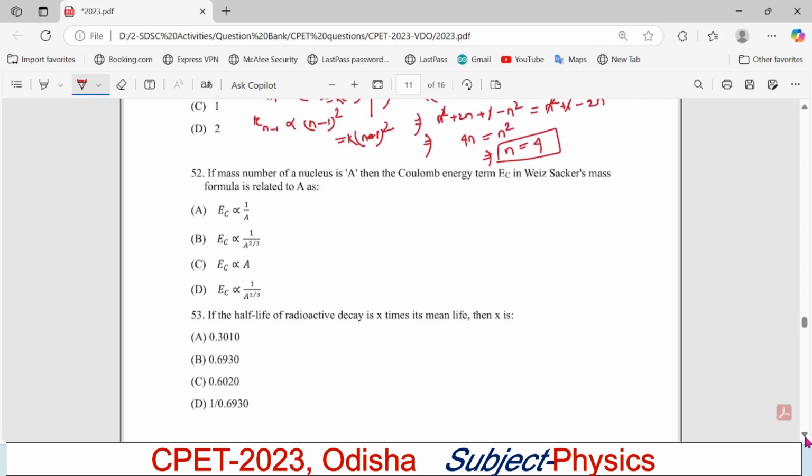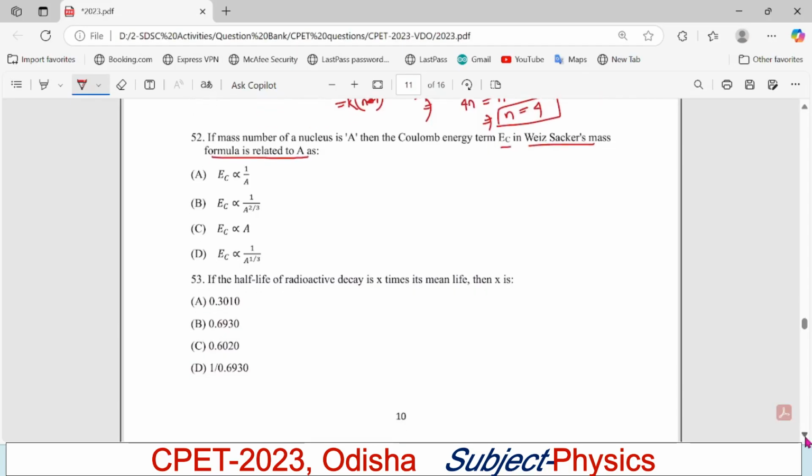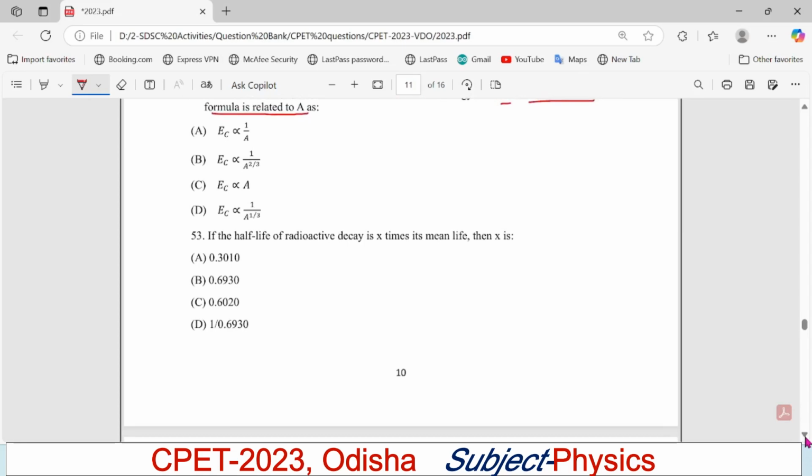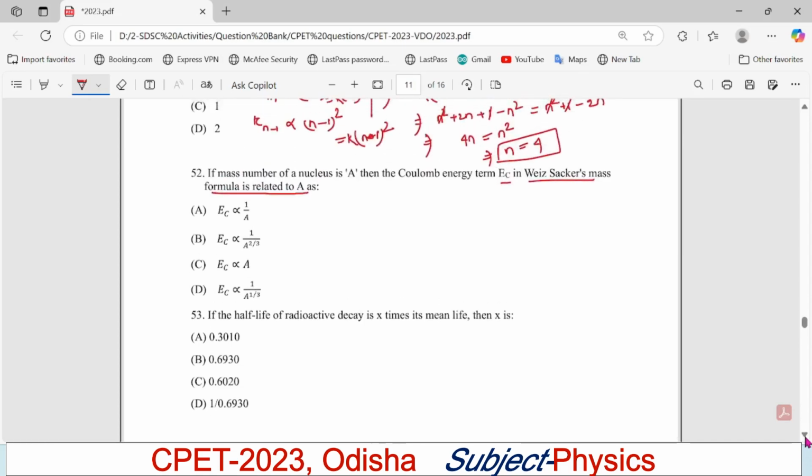Next question, if the mass number of a nucleus is A, then the Coulomb energy term EC in Weizsäcker's mass formula is related to A as, this is a direct question, you have to remember this one. For this question, the answer is proportional to 1 by A to the power 1 by 3, this one. Option D is the correct answer.